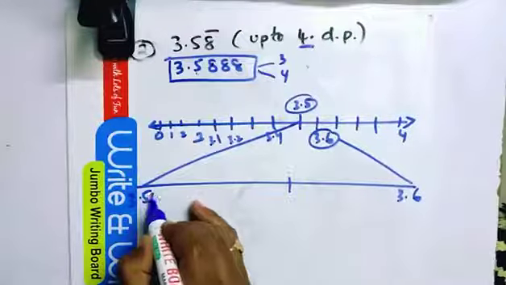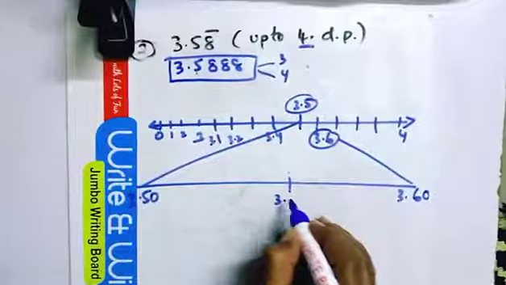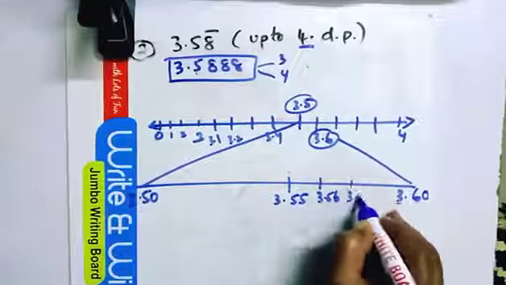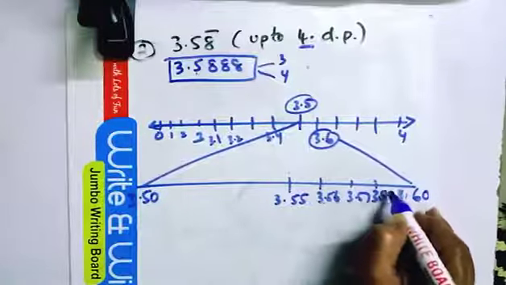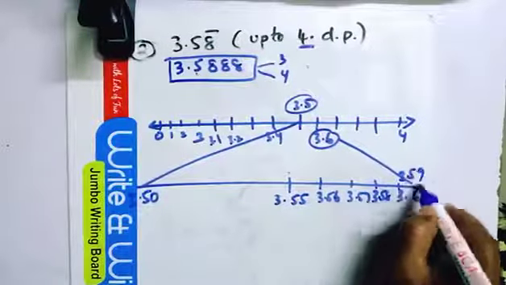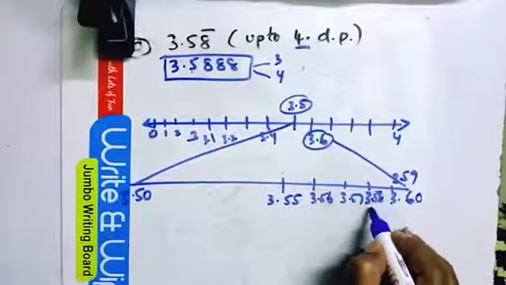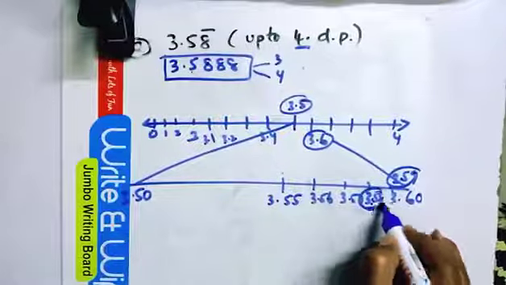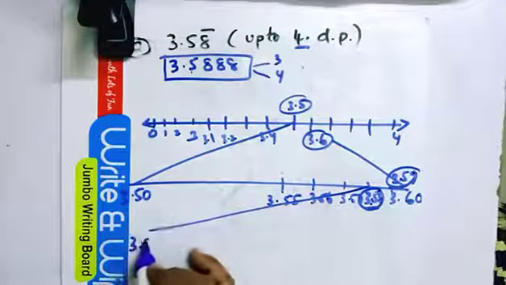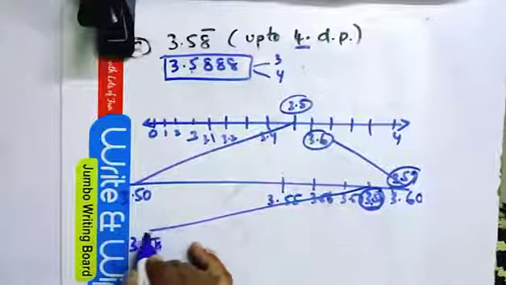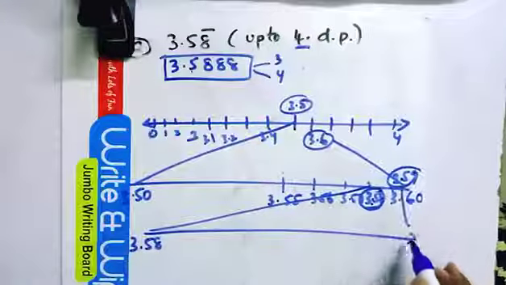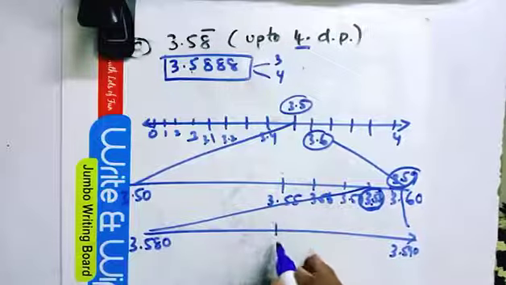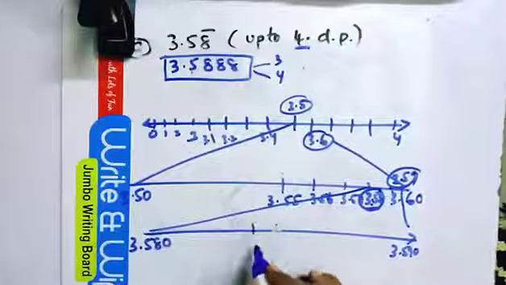Now this is 3.55, this is 3.56, 3.57, 3.58, 3.59. Here we have 3.58, and this is 3.59. Now you can expand these two numbers, so this will become 3.58 and 3.59, with 0 and 0.